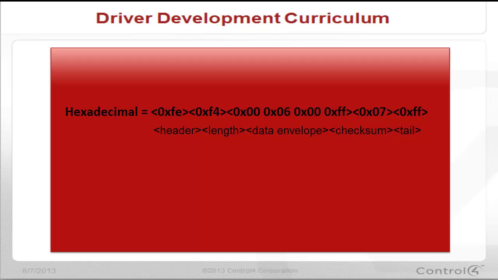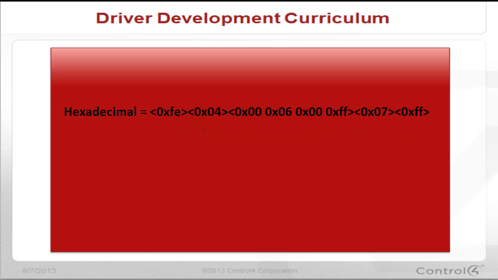Finally, our device's data string has a tail which indicates the end of a string. Its value is FF, and its length is 1 byte. This is helpful as finding this value within the data indicates the end of one message. Now we have an overview of what our device's hexadecimal string looks like. Let's go back and examine the data envelope piece of the string further.